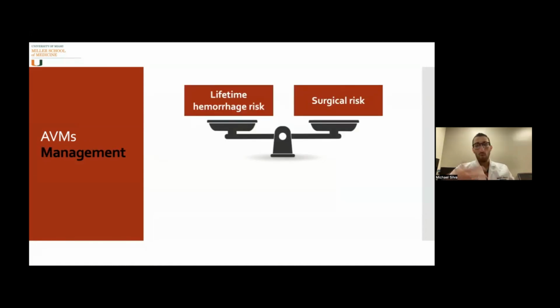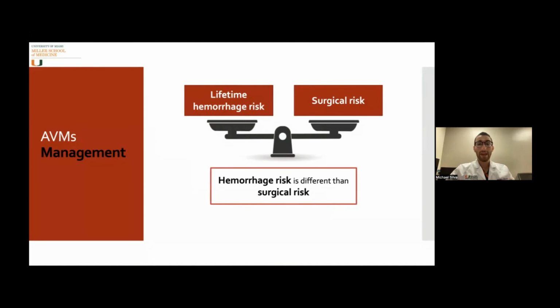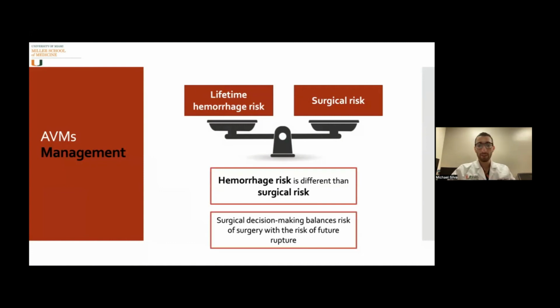So, a way to think about this is similar to aneurysms, but a little bit different. It's about weighing the lifetime hemorrhage risk, especially in patients, a lot of these are young, and with a 2 to 4% annual hemorrhage risk, it's a very real number, with the risk of surgery. And so it's all about a risk-benefit analysis. And the factors that influence hemorrhage risk are different than the factors that influence surgical risk. So you have to consider those separately.